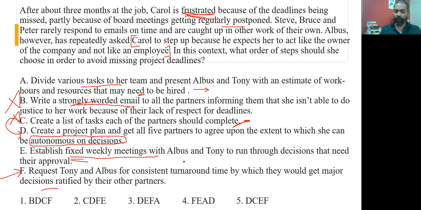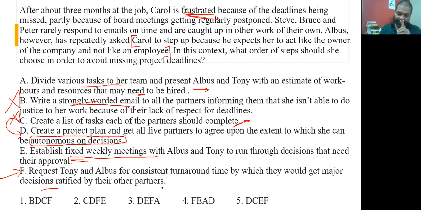Way too close to call, because in one case I'm requesting them for a turnaround time, saying, hey, major decisions you have to get ratified by partners. And then I'm fixing weekly meetings. But E comes before F anyway, even on that 1% margin. Why would E come first? Because establishing fixed weekly meetings with Albus and Tony to run through decisions that need their approval sits with this part, right? Creating a project plan, getting all of them. So I have a project plan. I have established fixed weekly meetings. Only after that can I request them for consistent turnaround time for decisions to be ratified by other partners, isn't it? So establish fixed weekly meetings with them and then request them for consistent turnaround time. You understand? But it's too close to call.